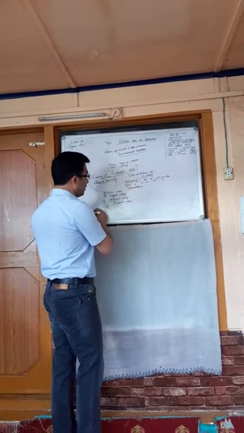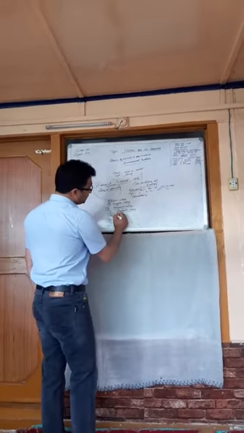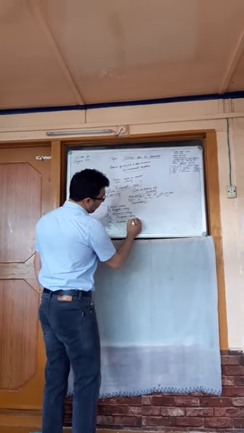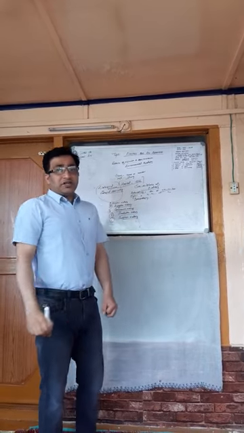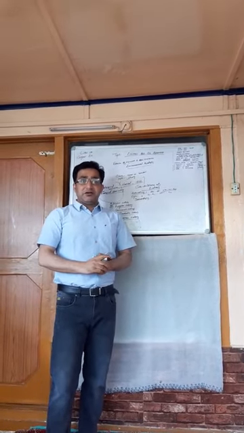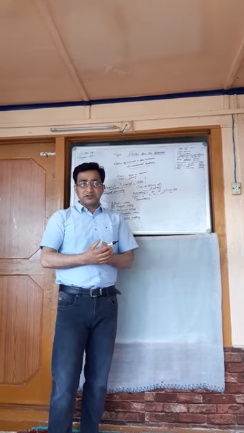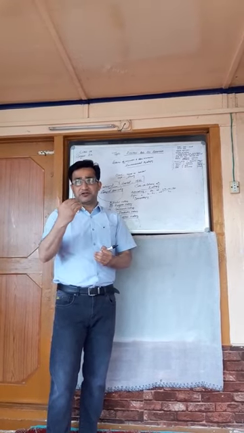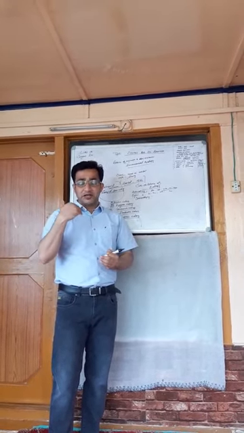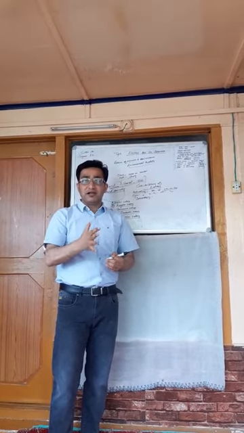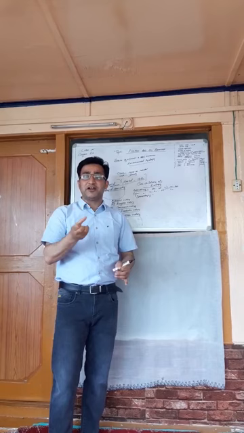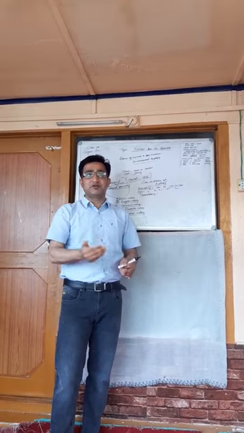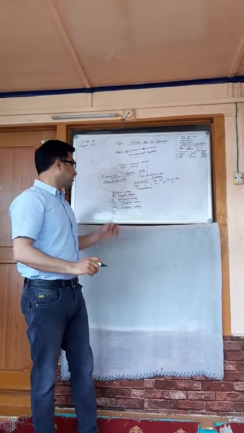The fifth sub-branch is radiation ecology. Radiation ecology is that ecology which involves the study of the effects of different radiations and different radioactive substances on the environment and on the organisms. That is, what effect radiation has on the environment or on organisms, we study in this branch, that is radiation ecology.